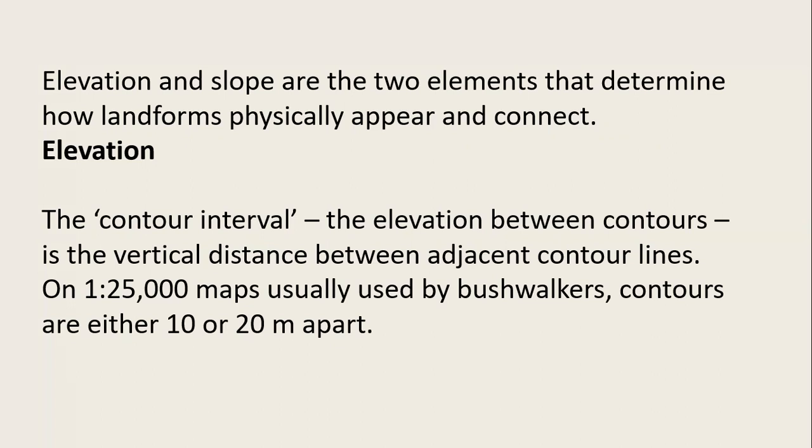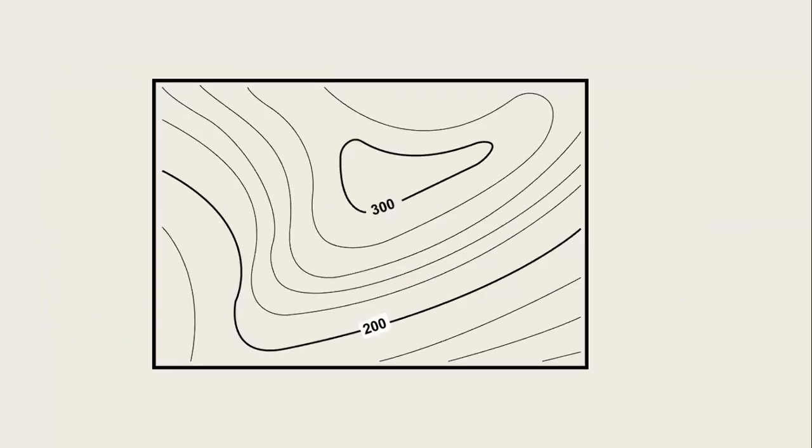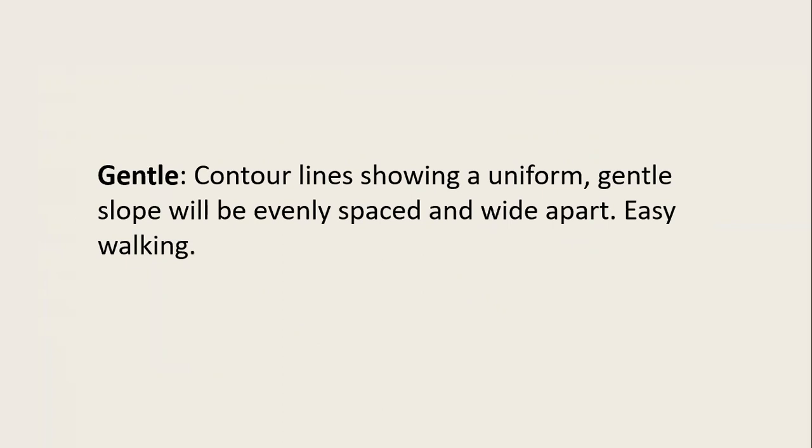Contour interval, the elevation between contours, is the vertical distance between adjacent contour lines. On 1 to 25,000 maps usually used by bushwalkers, contours are either 10 or 20 meters apart. Right? And here is the representation of contours and different types of slope.